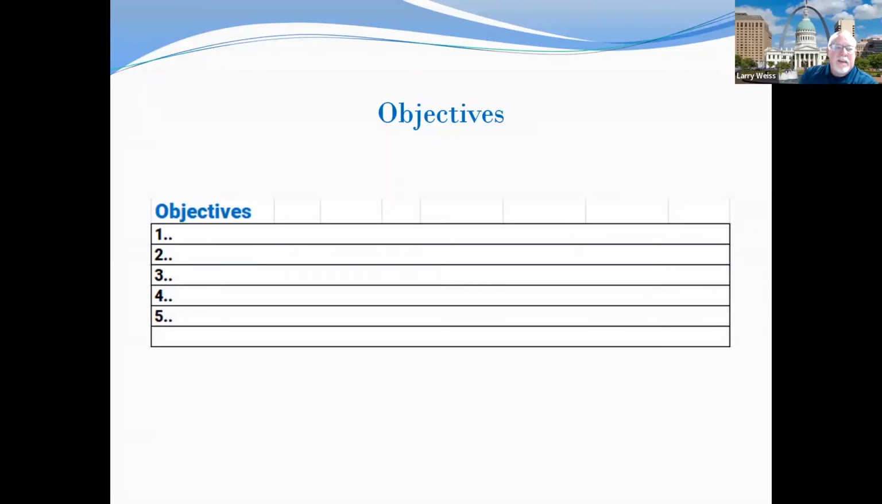So with that, now that we know what we're good at, what our opportunities are, we've picked the objectives we want to accomplish.